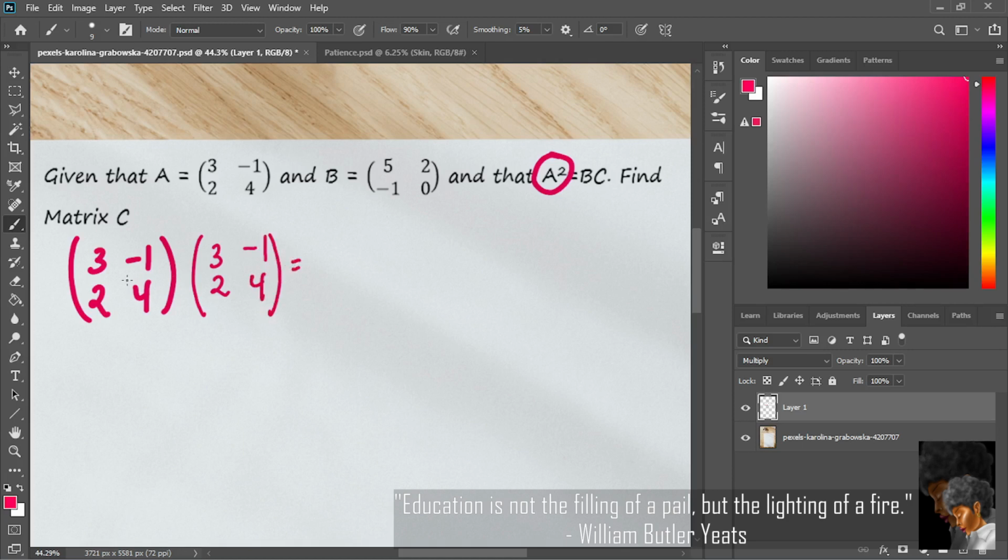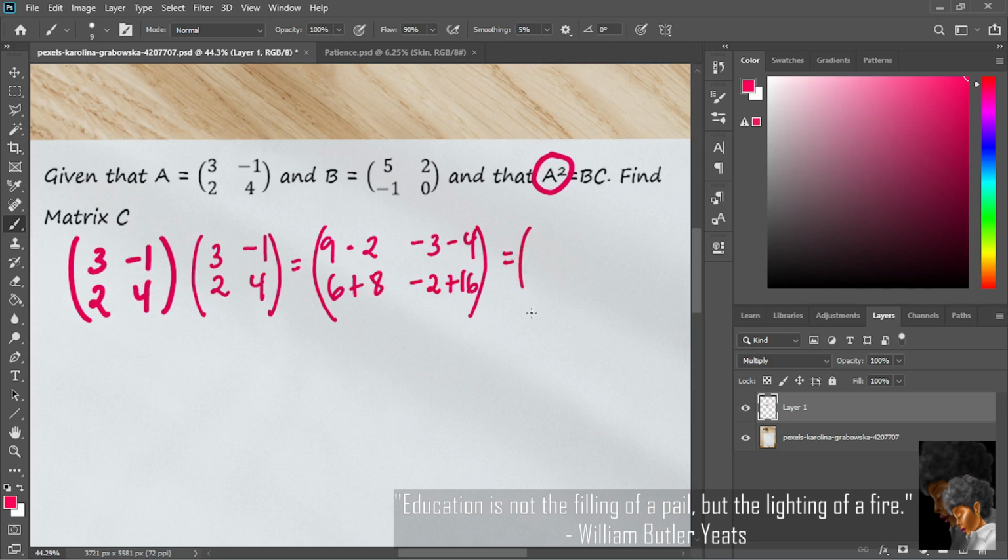In this particular case, 3 times 3 is 9. Then negative 1 times 2 is negative 2. 3 times negative 1 is negative 3. Negative 1 times 4 is negative 4. 2 times 3 is 6, plus 4 times 2 is 8. Then 2 times negative 1 is negative 2. Then 4 times 4 is 16.